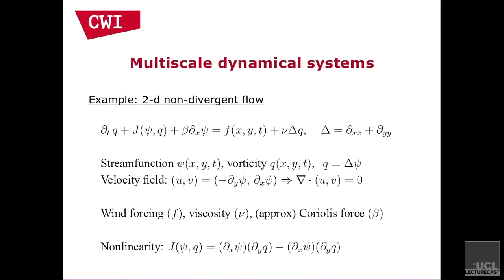As an example, I'll consider mostly 2D non-divergent flow, so flow at a constant density of water, so it's an ocean model. It's basically 2D Navier-Stokes, but expressed in terms of the stream function and vorticity Q. You have some approximate wind forcing and some approximate Coriolis force to make an ocean model. But the interesting part for us is the J term, the Jacobian, which is just a non-linear term that couples the small and large scales.